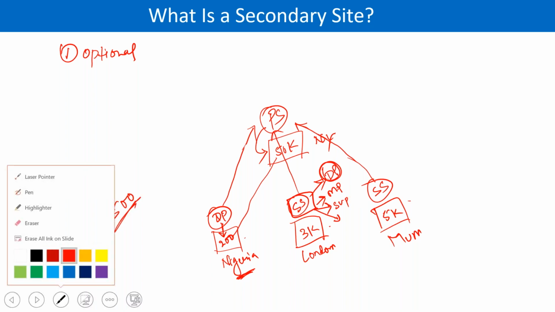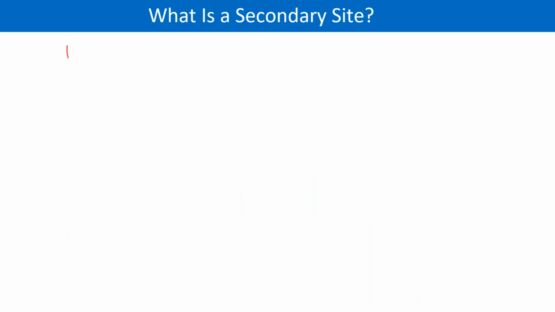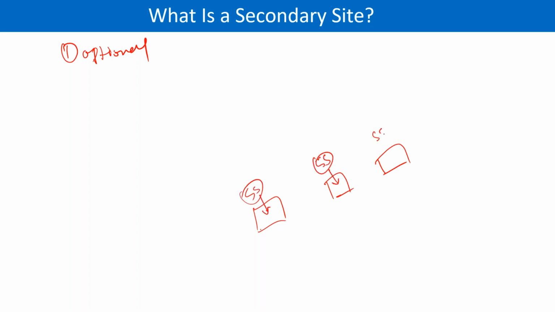So for now, you just understand that this one is optional. This is for branch offices. For Nigeria, for London, for Mumbai, you will install a secondary site for each region, so that the secondary site is going to manage the machines here, 2000 machines, 3000 machines, 5000 machines. And after managing, after deploying, after collecting the inventory, every secondary site will have a database. It's going to store the data in the database.